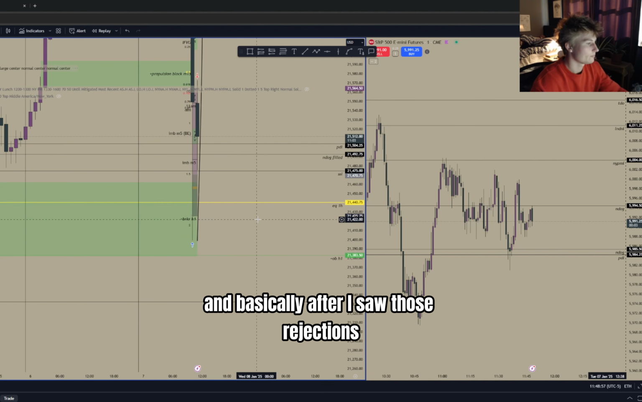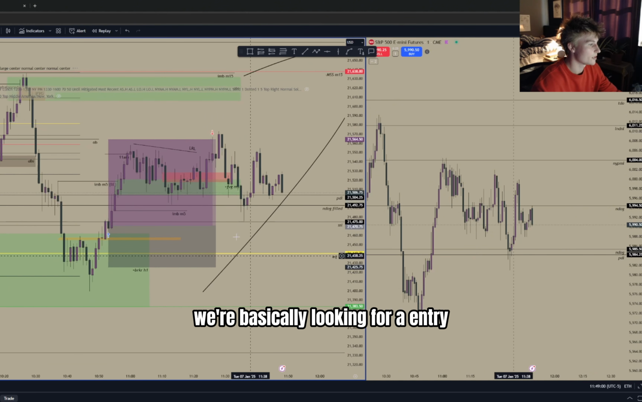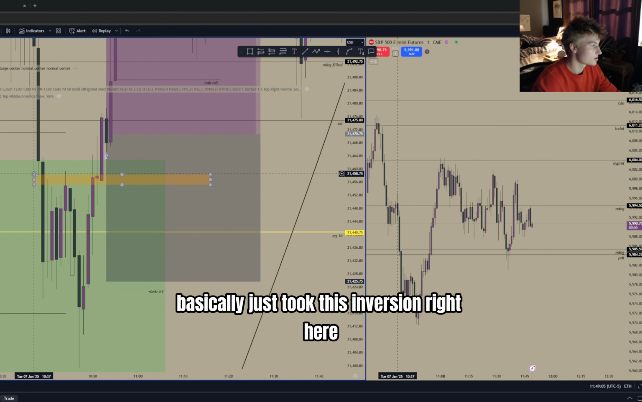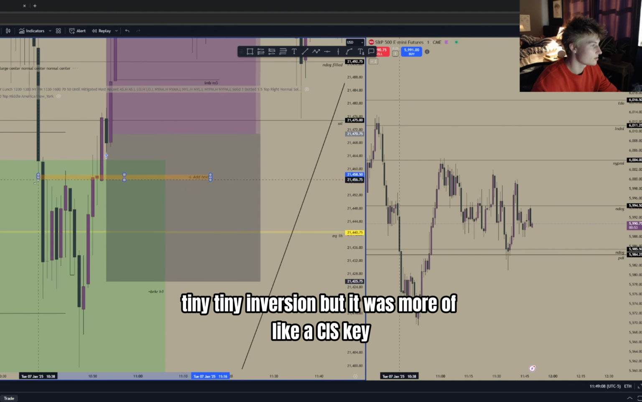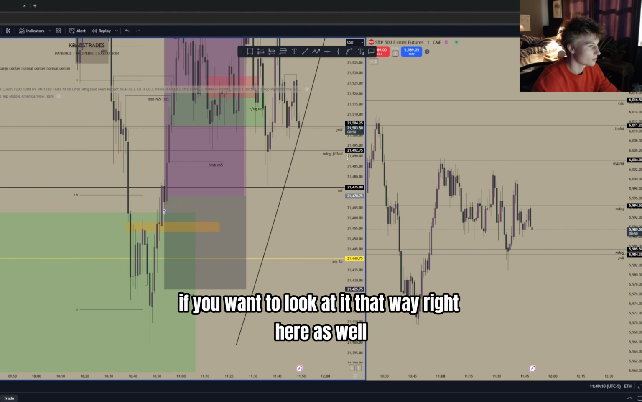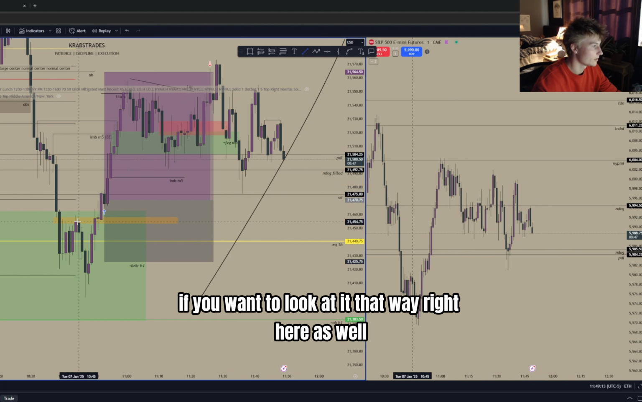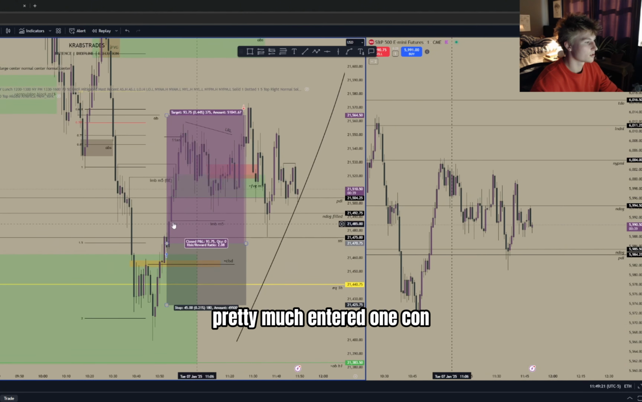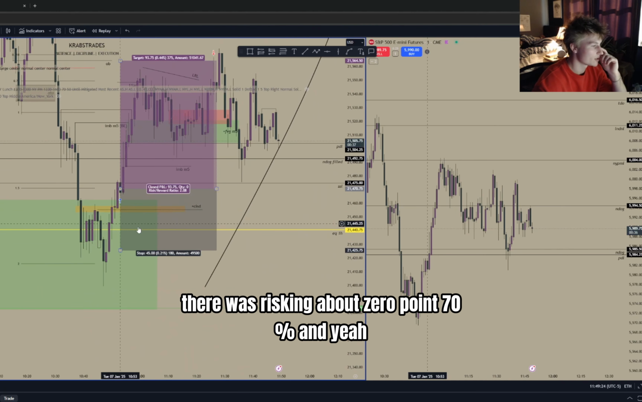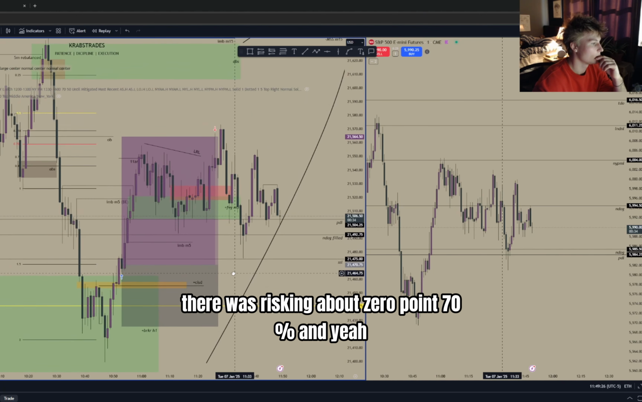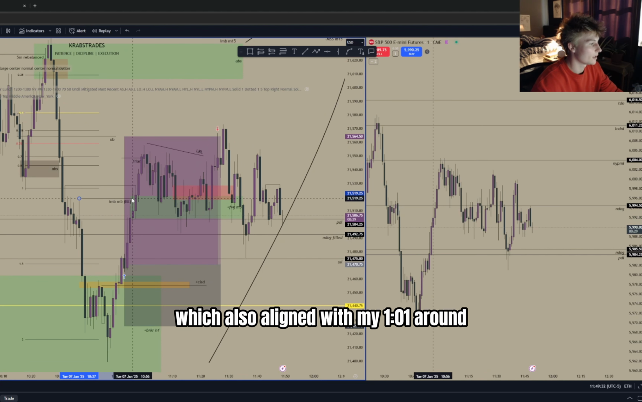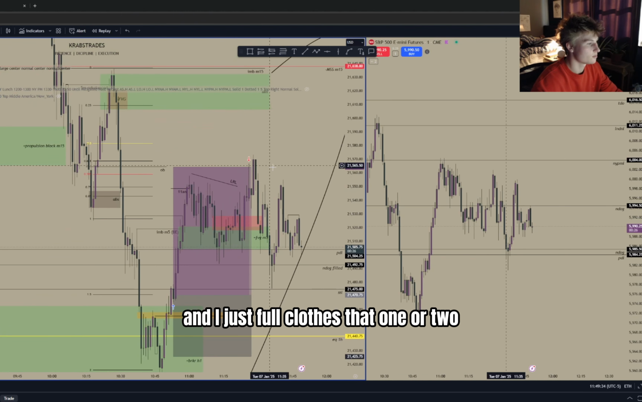And basically, after I saw all those rejections, we were looking for an entry, which was the inversion. Basically just took this inversion right here. Tiny inversion, but it was more of like a CISD if you want to look at it that way. Right here as well, CISD plus CISD right there. Pretty much entered one con there, was risking about 0.70%. And yeah, went break even at this 5-minute imbalance, which also aligned with my 1-to-1 around. And I just full closed at 1-to-2.